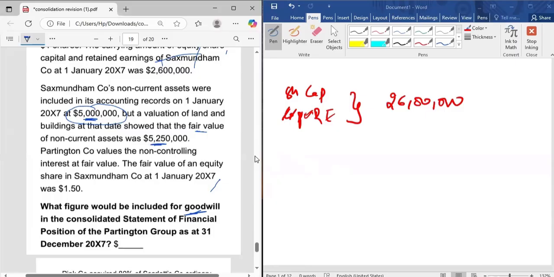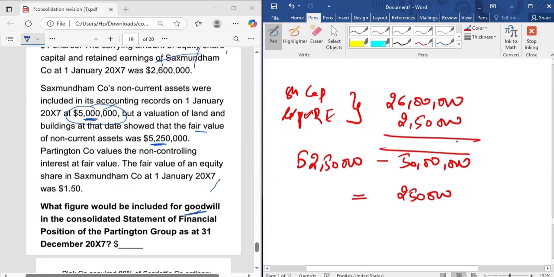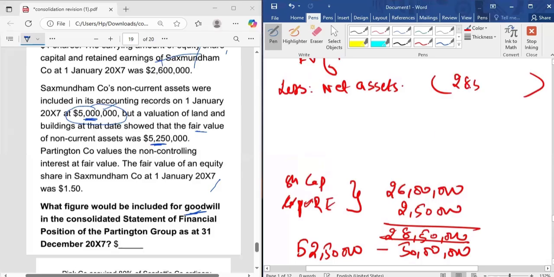So the value has increased from 5 million, or 50 lakh, to 52 lakh 50,000. What is the increase? The increase is 52 lakh 50,000 minus 50 lakhs, so an increase of 2 lakh 50,000. Add this 2 lakh 50,000 to your fair value of net assets, because we take fair value of net assets on acquisition. When you add it, you will get a figure of 28 lakh 50,000. So here you will subtract 28 lakh 50,000.